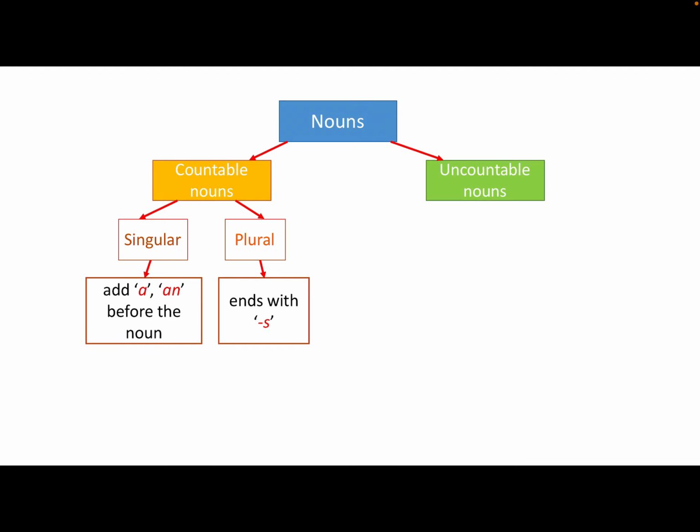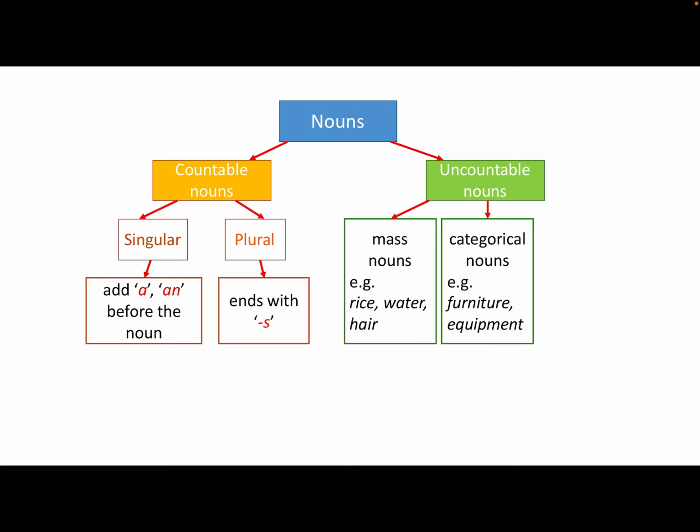If it is not a countable noun, it must be an uncountable noun. Uncountable nouns fall into 3 types. The first one is mass nouns. They are the physical things that are difficult to count, like rice, water, hair, etc.